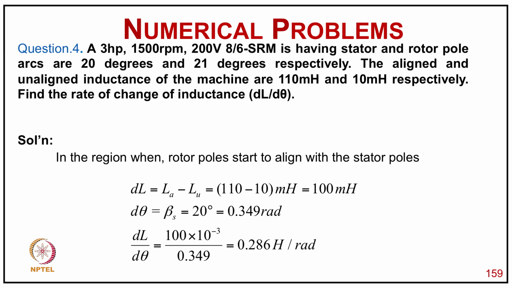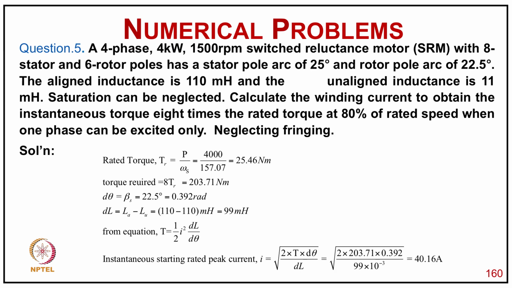So in the region from unaligned to aligned, dL equal to LA minus LU, so 110 minus 10, that is 100 millihenry. Delta theta equal to beta is 20 degrees, that is 0.35 radian. So dL upon d theta, putting the values, comes to 0.286 Henry per radian.